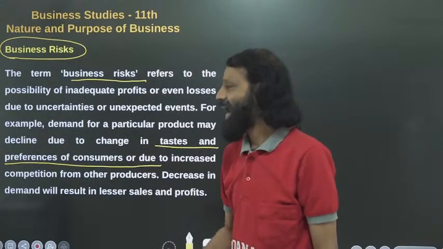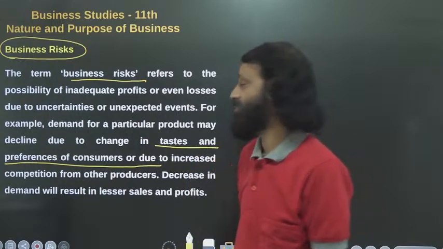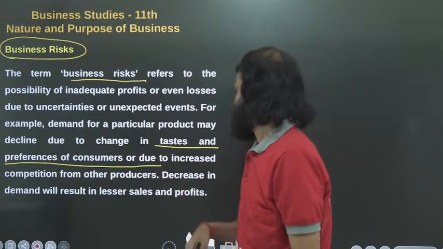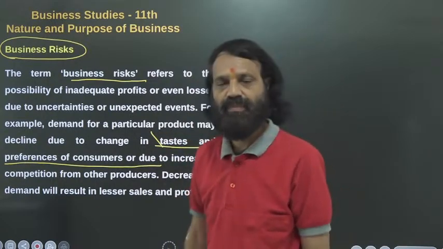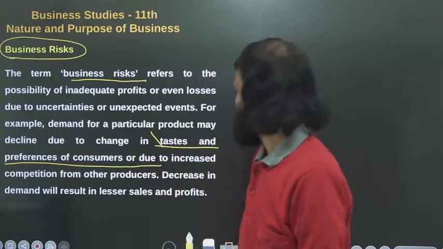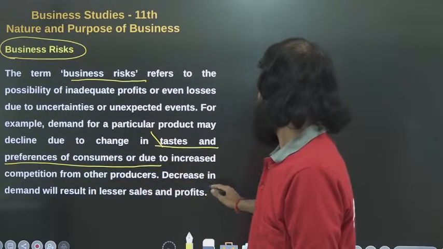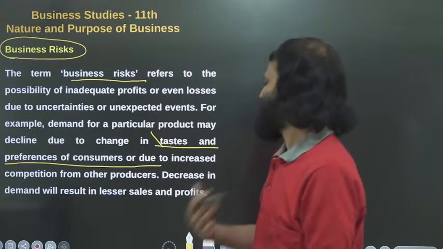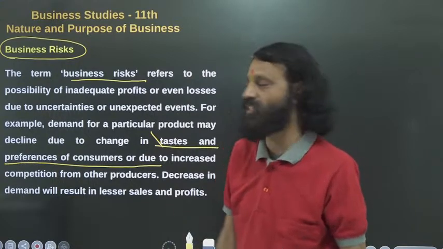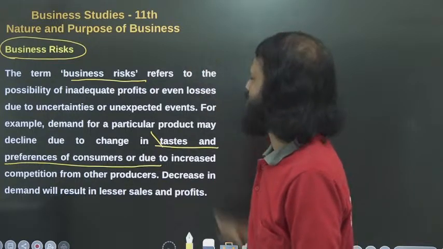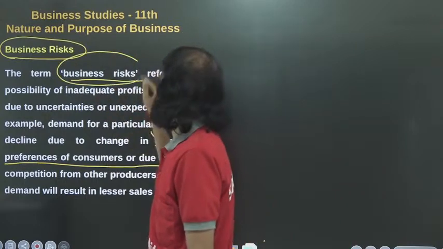There may be uncertainties that take place or occur in the market. Everything can affect your business. For example, the consumers' taste and preferences can also change your business. Decrease in demand will result in lesser sales and profits. So decrease in demand and supply will decide the market and its functions. So here in this paragraph we understood that there is always a risk in the business.